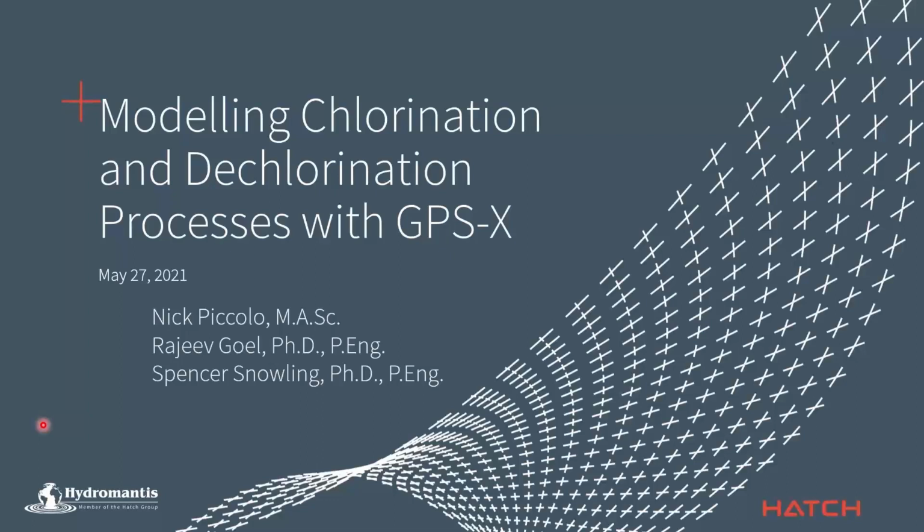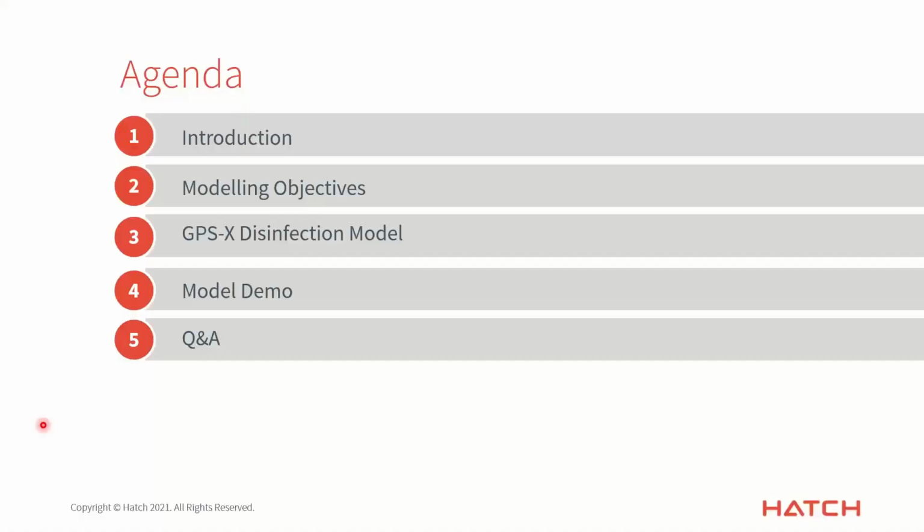So as Spencer said, today we're going to be talking about modeling chlorination and dechlorination processes with GPS-X. I'm just going to start by going over the agenda of the presentation. I'm going to give a brief introduction to chlorination and what we do in GPS-X and basically why chlorination is important. Then I'm going to talk about our modeling objectives. So basically just some key disinfection and chlorination processes that we wanted to capture in the model and the key outputs that we wanted the model to produce.